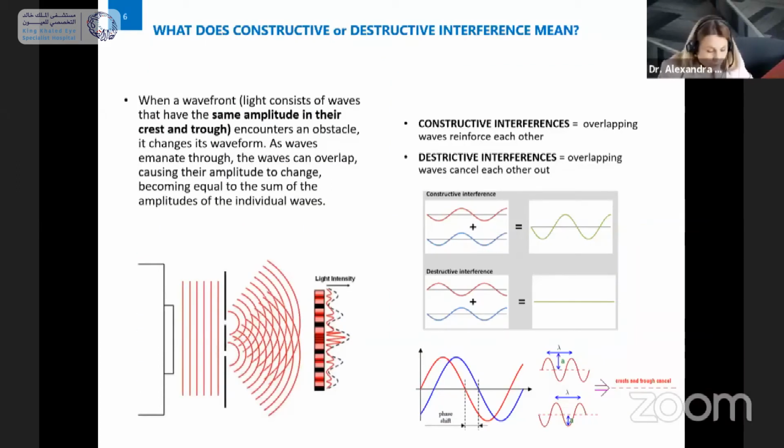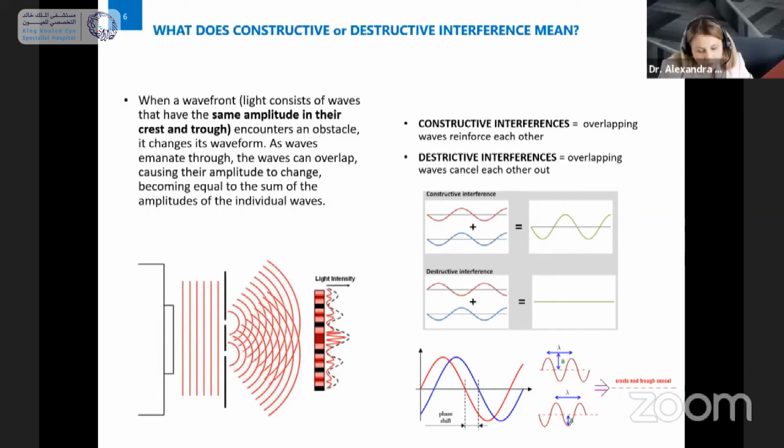Here you see a little bit more physics. So here is the wavefront. This distance in between is the wavelength. When the wavefront, which is light consisting of waves with the same amplitude in the crests and troughs, encounters an obstacle, it changes the waveform and the energetic level changes, and constructive and destructive interferences occur.